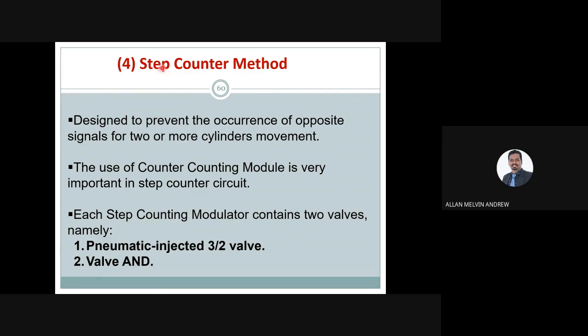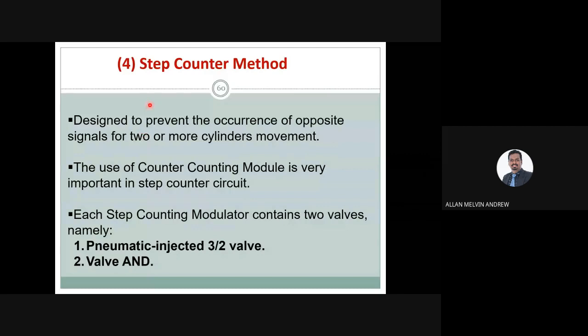Okay, so briefly about step counter method. Step counter method is one of the methods that we use for signal elimination, to avoid signal overlap. It is designed to prevent the occurrence of opposite signals for two or more cylinder movements. So opposite signal means a signal overlap.